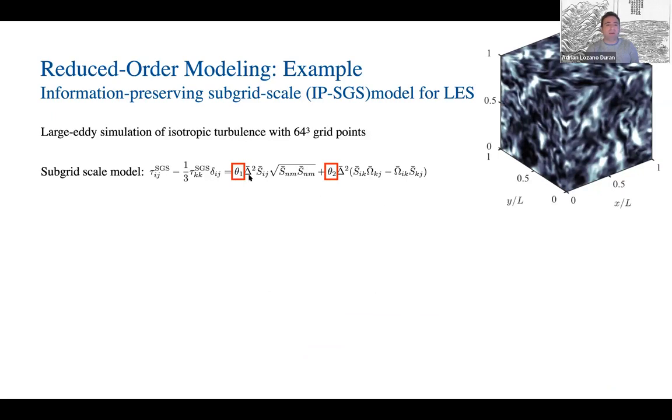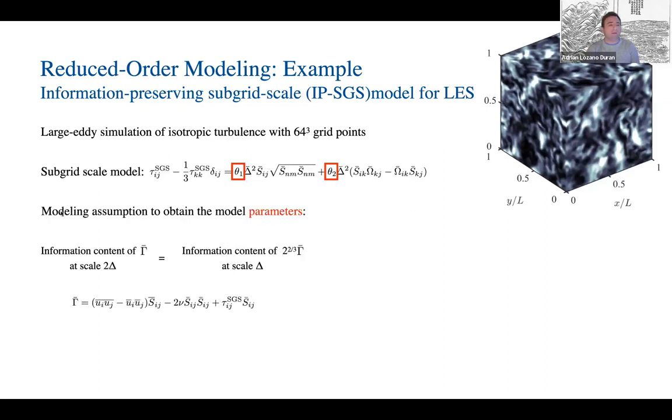And I'm highlighting in red here the two parameters of the problem. So I have theta1 and theta2. Those are the ones that I want to find. And so the modeling assumption that we used in this example to obtain these model parameters is inspired in a way by the equation that we got before for the modeling error.